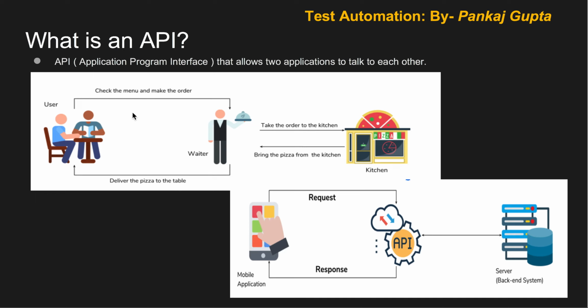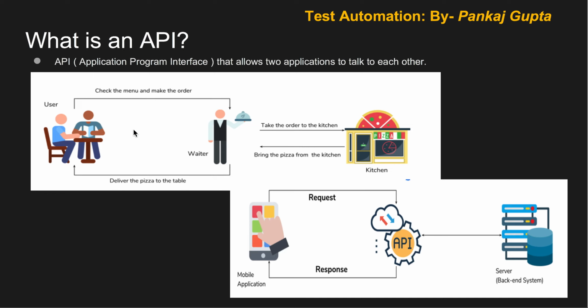So let's understand with a basic example. Suppose you are a user, a person going to a restaurant. You will not go directly to the kitchen. For understanding purposes, let's understand that the user is the customer, the kitchen is the server, and the waiter is the API.